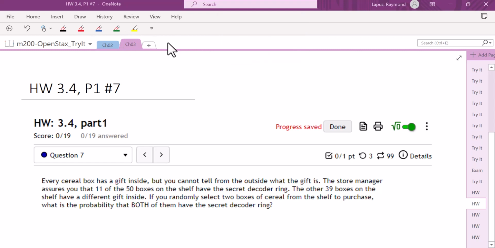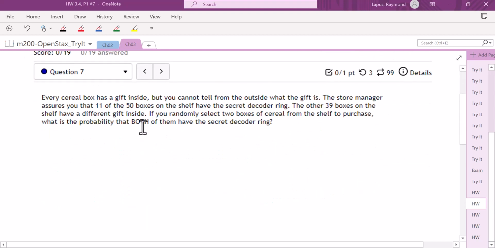My name is Lapuz. In this video, we will take a look at a homework problem from section 3.4, part 1. This is problem number 7. It says a cereal box has a gift inside, but you can't tell from the outside what the gift is. But the store manager assures that 11 out of 50 boxes on the shelf have a secret decoder ring. The other 39 boxes have a different gift. If you randomly select 2 boxes of the cereal, what is the probability that you get both of them to have the secret decoder ring?